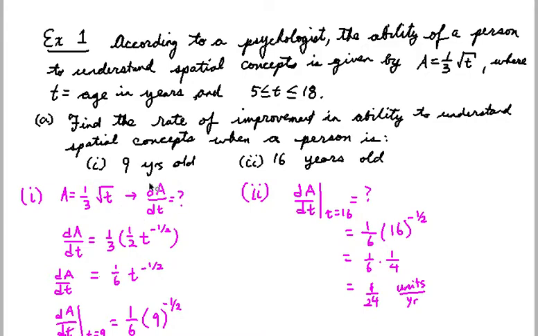So we need to find dA/dt, and we can do that since this is 1/3 times t to the 1/2. If I take the derivative of that, dA/dt becomes 1/3 times the 1/2 in the exponent comes down to the front, 1/2 t to the minus 1/2.